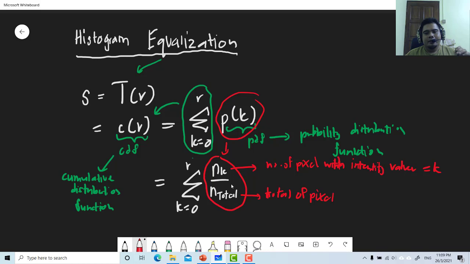So again, to generate the PDF, you can see the relations there. To get this, this is your frequency.